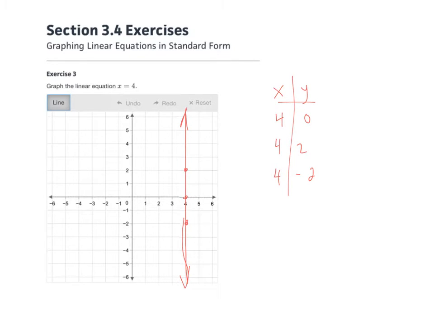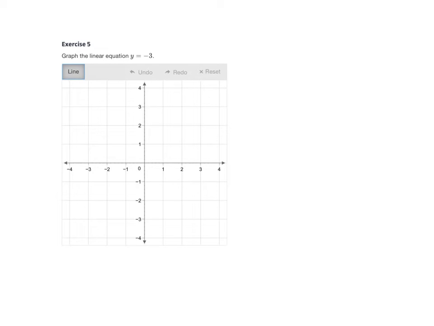Alright, let's look at the next one. So in this one we've got y equals negative 3. This one only crosses the y-axis, so the only type of line that will only cross the y-axis is a horizontal line. And this horizontal line crosses at negative 3. And it looks like that.